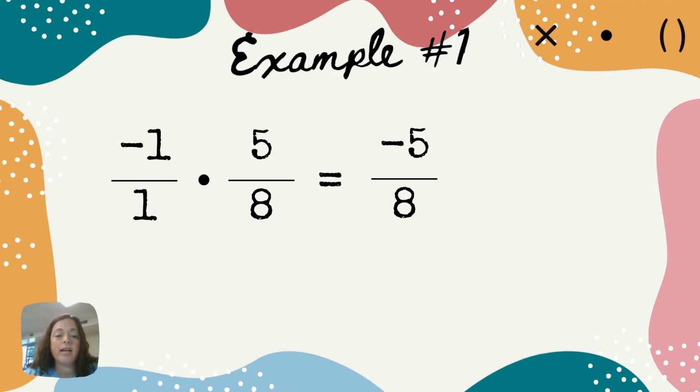Now, you remember that a negative times a positive is going to make a negative answer. But we can also write it like this. The negative sign can either be on the numerator or the denominator, or in front of the fraction. They all mean the same thing.